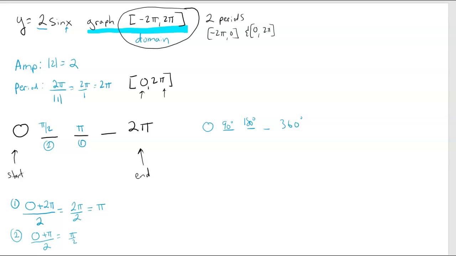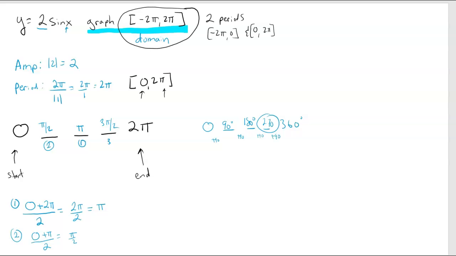Okay, so once you understand the pattern, you can easily find the third number, right? So I notice that I'm adding by 90 degrees. So this is plus 90. This is plus 90. Then this would be plus 90, and then this would be plus 90. So 180 plus 90, this number should be 270. So this value right here will be 3 pi over 2.